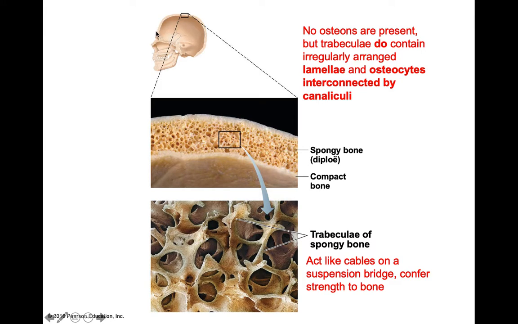On these flat bones, for example, this skull that you see here, there are no osteons present, but trabeculae do contain irregularly arranged lamellae and osteocytes interconnected by canaliculi. So this is its structural support, the trabeculae. They act like cables on a suspension bridge, conferring strength to the bone. So your skull is very, very strong. With this setup, your skull is about as thick as your thumb, but it's very, very strong. Again, it houses one of the most important, if not the most important organs, your brain.